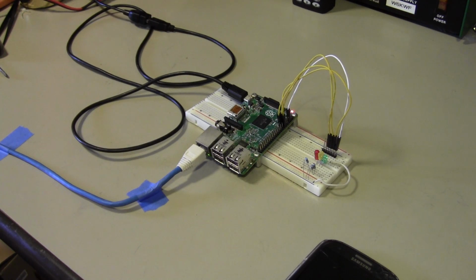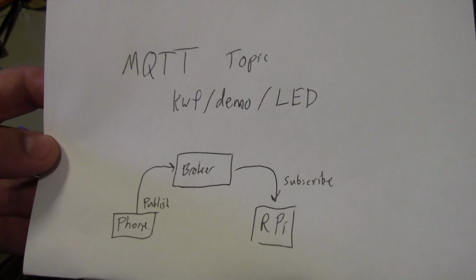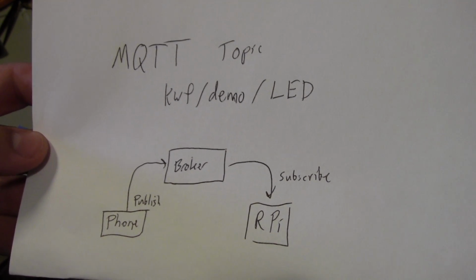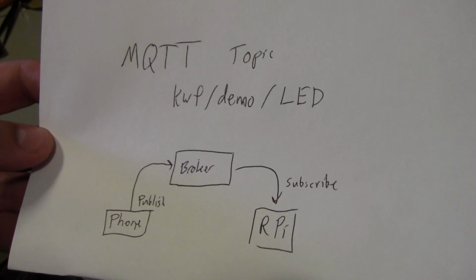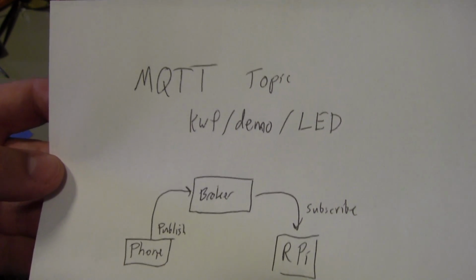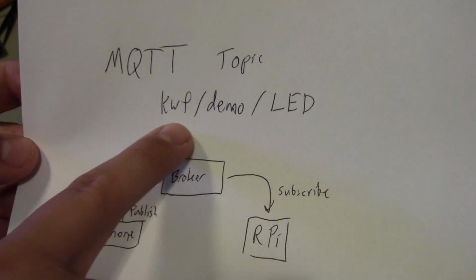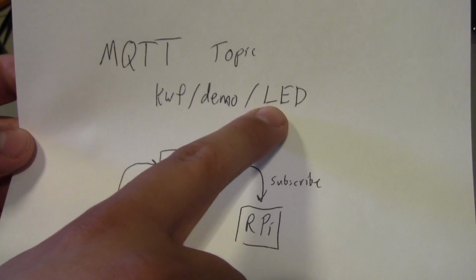Hey, this is Kenneth, and today I'm going to light up an LED using MQTT. MQTT is, in the least ironic way possible, an Internet of Things protocol. MQTT is designed so that you have various hierarchical topics, right?